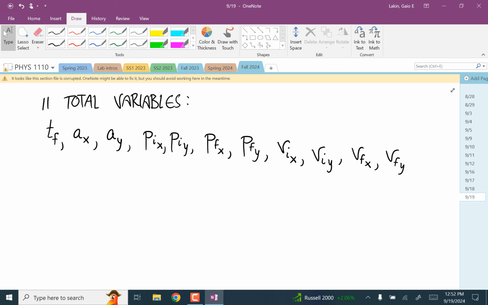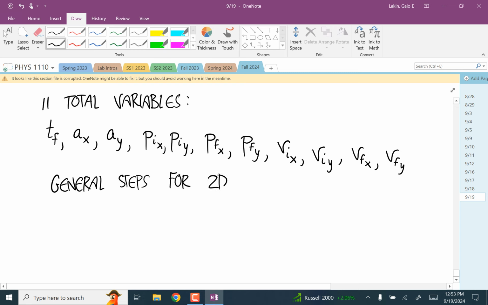And now, just like I did in 1D, I'm going to give a set of general steps for how to do these 2D problems. And then we'll just spend a couple days doing example problems. So here are the general steps for 2D constant acceleration problems.